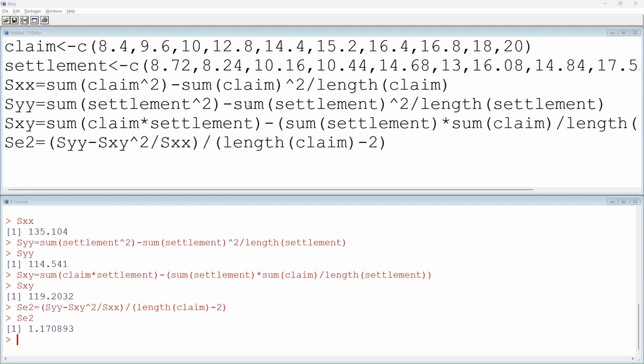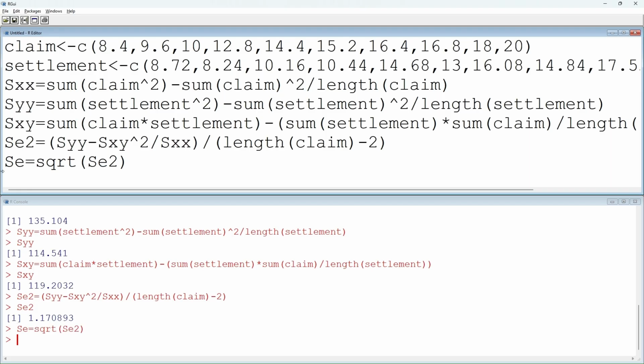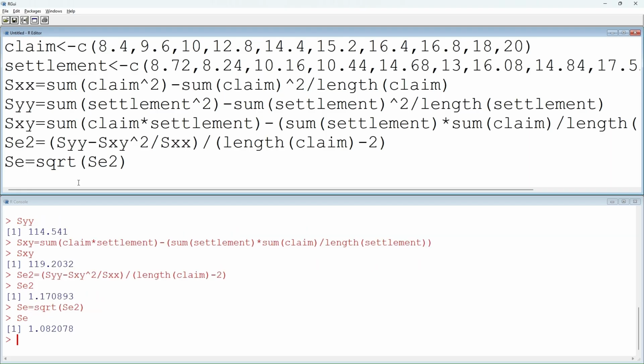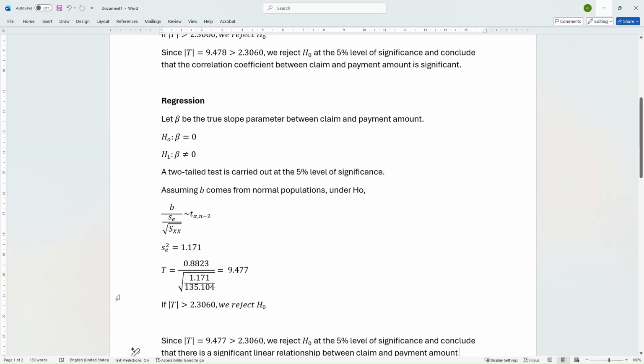Now, if you want the residual standard error, then you just need to do SE, which is equal to the square root of SE2. All right, and then you will get the residual standard error. So that's a quick check of what you have here. Okay. And this residual standard error is the one that I've been using here, in the square root here, all right?